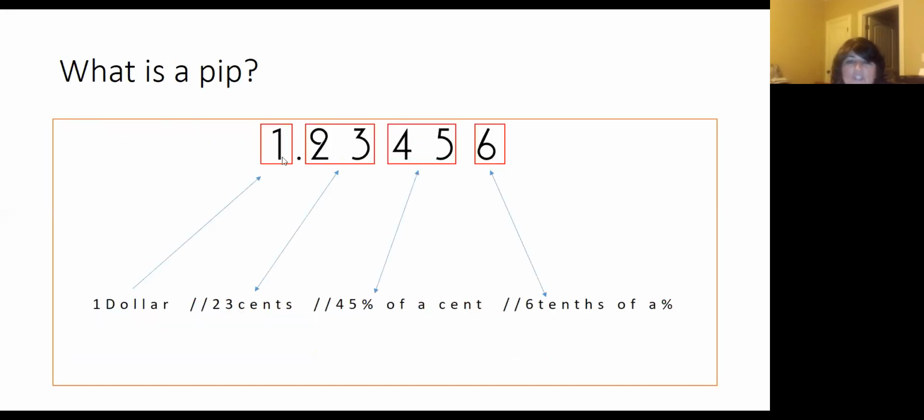So this is the dollar. This is the cents. So it's $1.23. And then this is 45% of a cent. And then this is the tenths of a cent, okay? I wanted you to see that, but we're gonna make it even easier here, okay? I just want you to see how it's broken down.